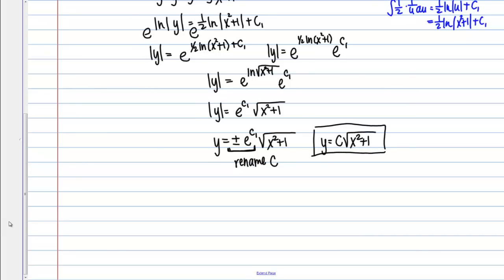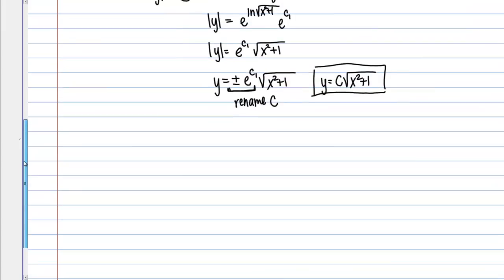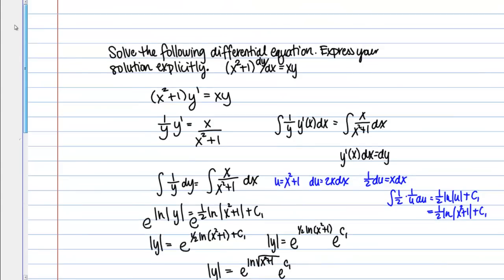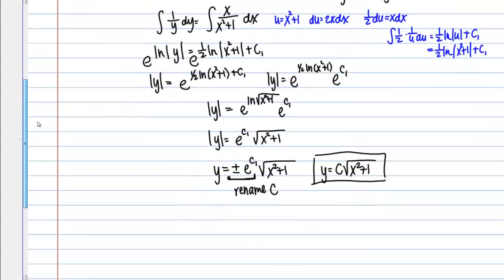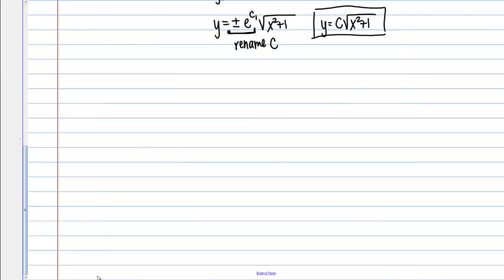Now it's always a good idea, if you have time, to check and see if your solution actually satisfies the original differential equation. So let me show how you would do that really quickly. If I glance back up at my original differential equation, we're just going to check really quick. I had x squared plus 1 dy/dx equals xy. So I need to find dy/dx.